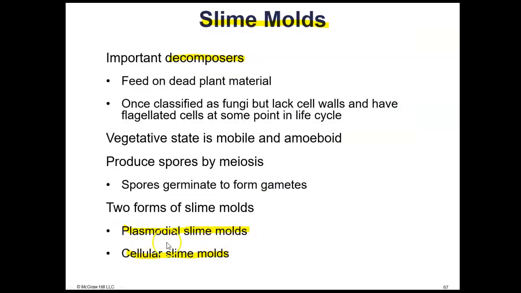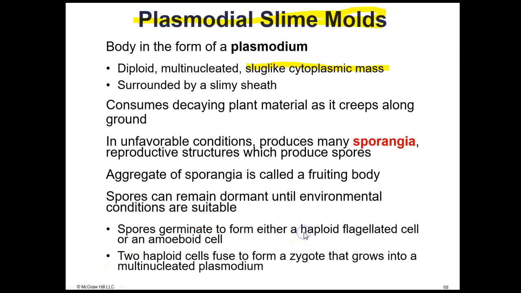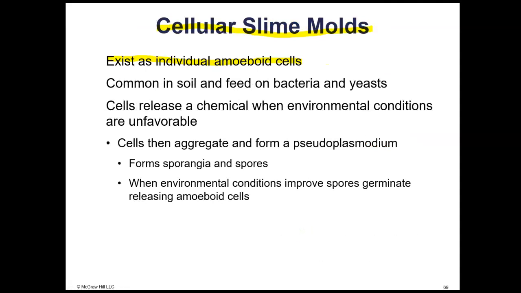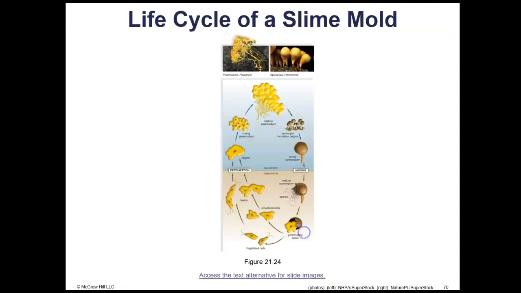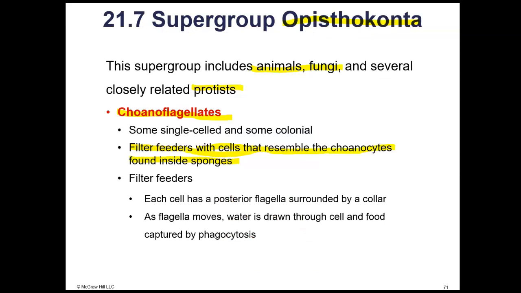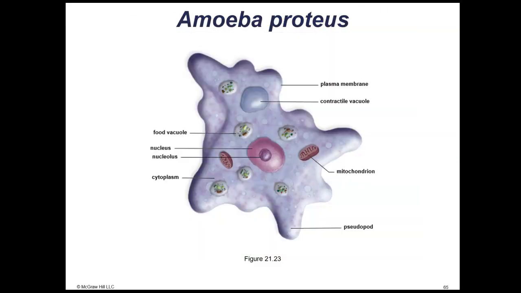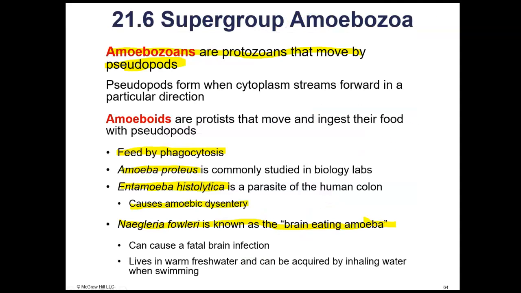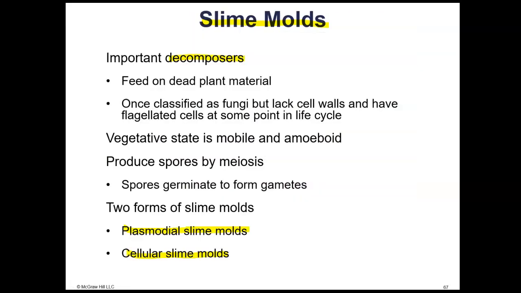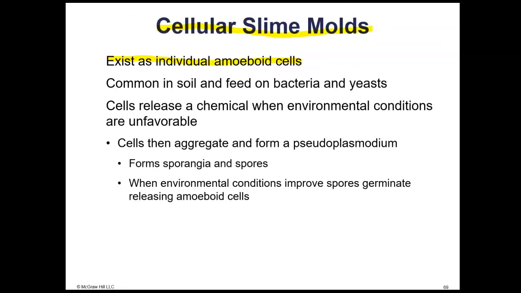Slime molds can be plasmodial or cellular. And I just want you to know that the slime molds are in the group Amoebozoa. Just make sure you know in the supergroup Amoebozoa that we have amoebozoans, and then we have slime molds, plasmodial and cellular slime molds.